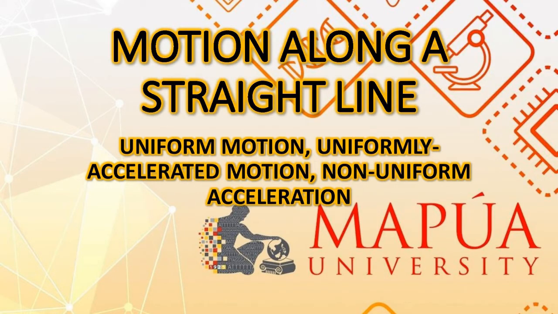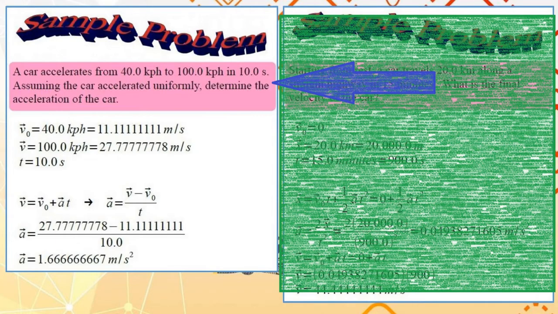So next, we move on to examples part of motion along a straight line. First, we have the following problem. A car accelerates from 40 kilometers per hour to 100 kilometers per hour in 10 seconds. Assuming that the car accelerated uniformly, determine the acceleration of the car.